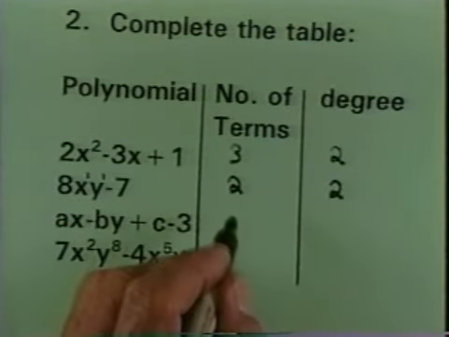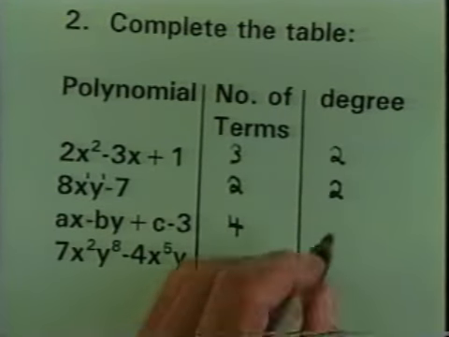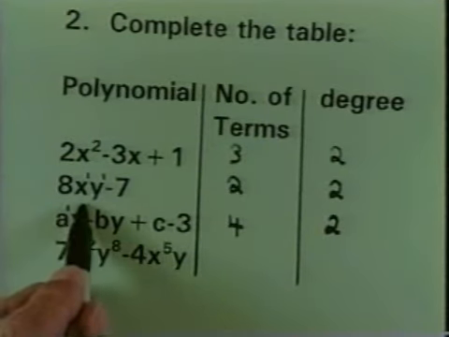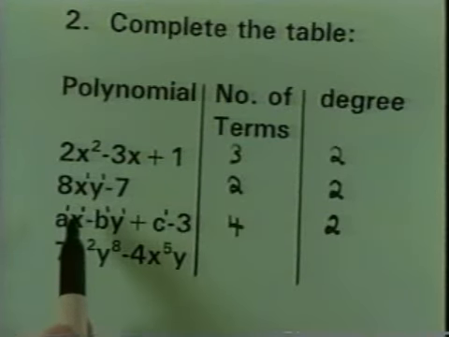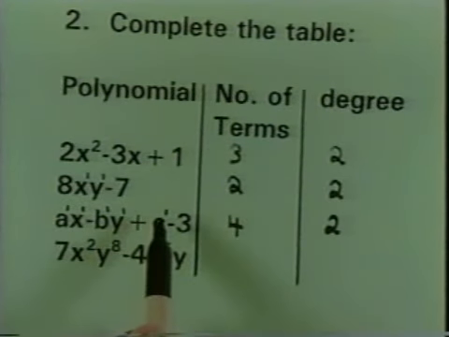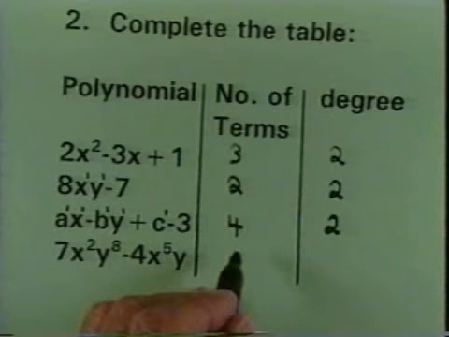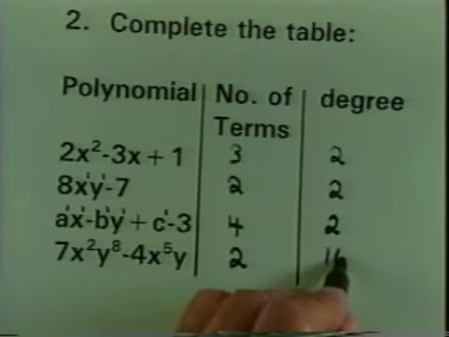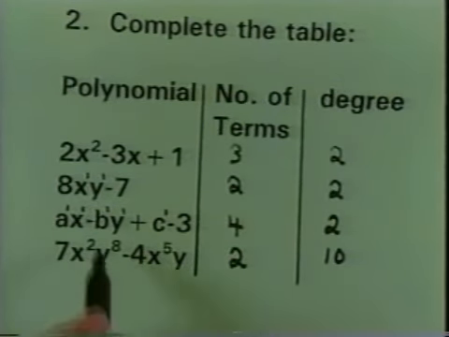The third one has 4 terms. Again, the degree is 2. Add the exponents. 1 plus 1 is 2. 1 plus 1 is 2. 1 is 1, 0 is 0. So degree 2, degree 2, degree 1, degree 0. So the highest degree is 2. The last one has 2 terms. Degree 10. 8 and 2 is 10. 5 and 1 is 6. The higher would be 10.